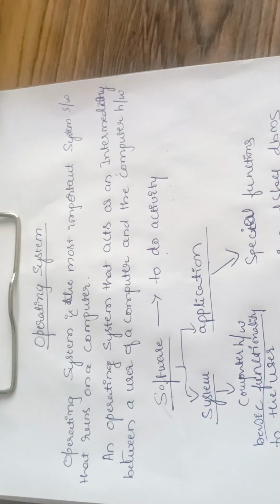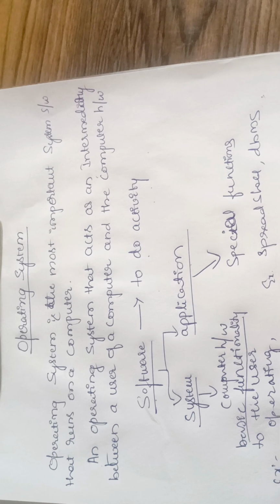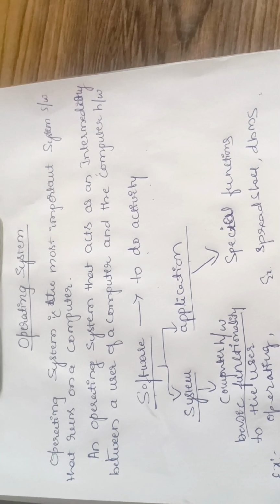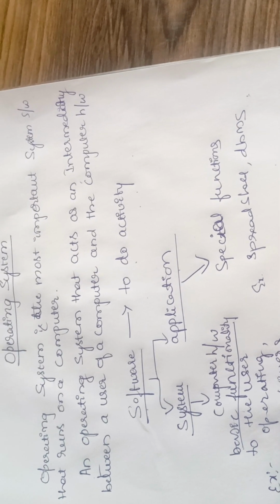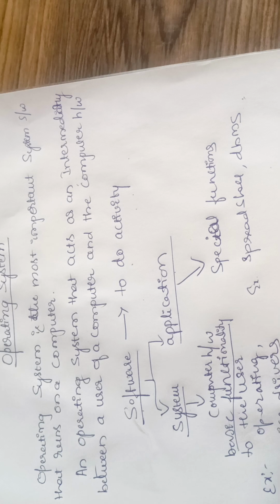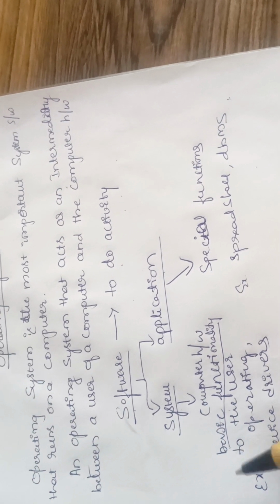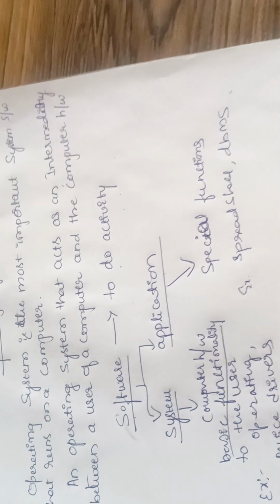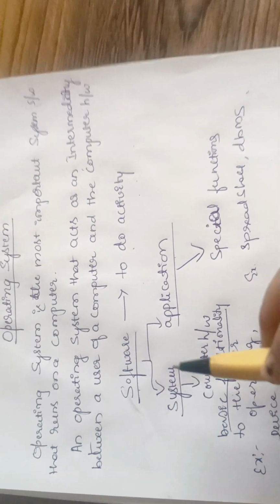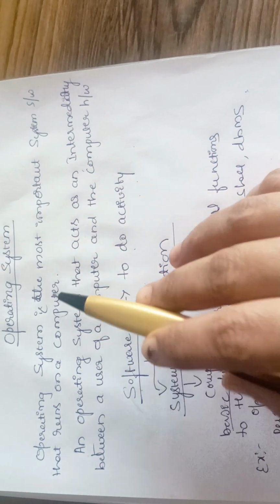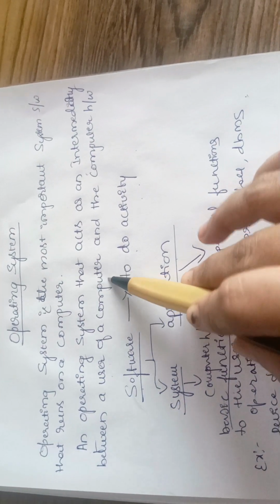Okay, let me give an example for this. If we want to talk in another language which we do not know, how do we interact with that person? Some intermediate should be required, some other person, and he should translate our language to the other language, right? Like that, an operating system acts as an intermediate between a user and a computer.